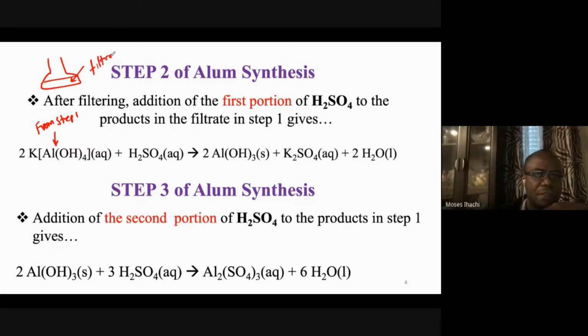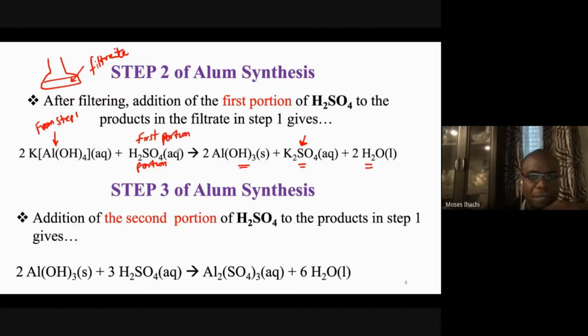So you take that liquid and then you add the first portion of sulfuric acid. You take the filtrate and into the filtrate, you add the first portion of sulfuric acid. You're going to get aluminium hydroxide, so to speak, potassium sulfate, and water. This potassium sulfate will later on be used in the last step. So I said first portion.